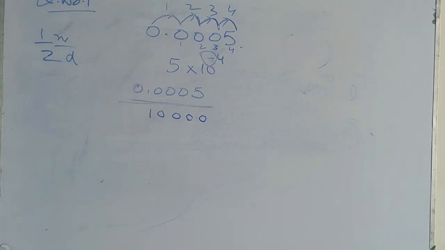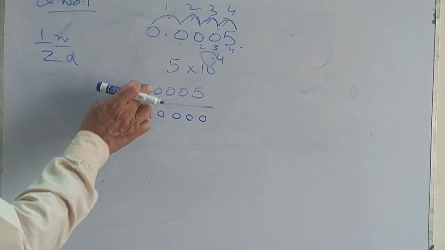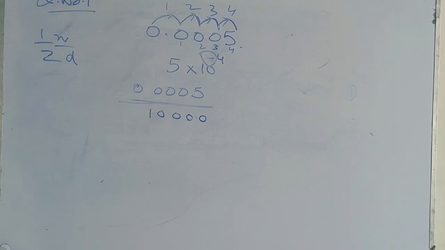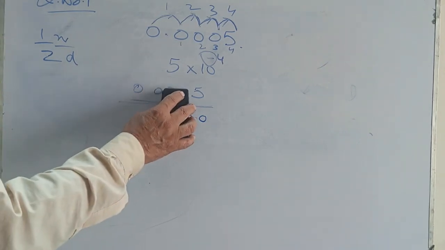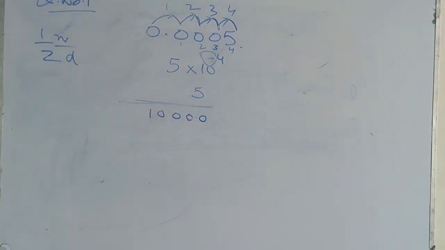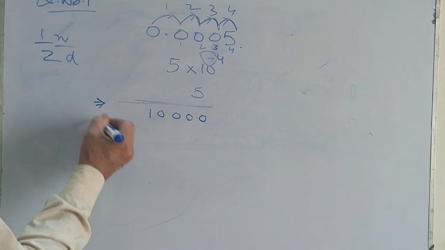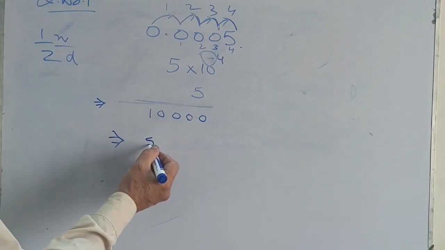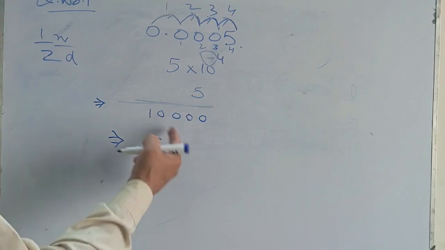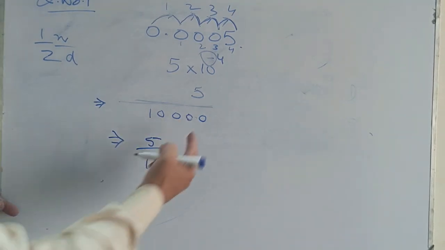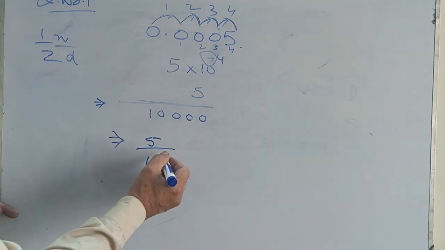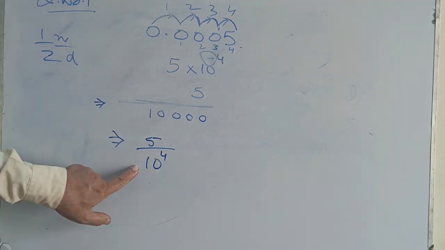Now this point has been moved. By moving this point, we have to withdraw these zeros also, because the point has been removed and there is no use of the zeros before the digit. Now here is the result: 5 upon, if I convert this into the standard form, it will become 10 raised to power 4.